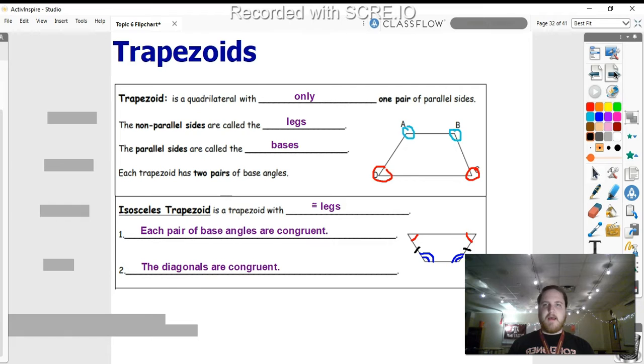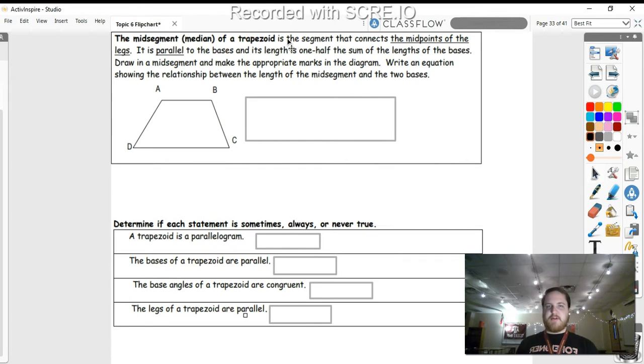All right, moving on now to the midsegment of a trapezoid. That's a word that we've heard before, right? Midsegment. When we talked about it with triangles, that was the line segment that cuts across the middle of a triangle and connects midpoint to midpoint on the sides of a triangle. Well, on a trapezoid, it's the same idea. It's a segment that connects midpoints of the legs.